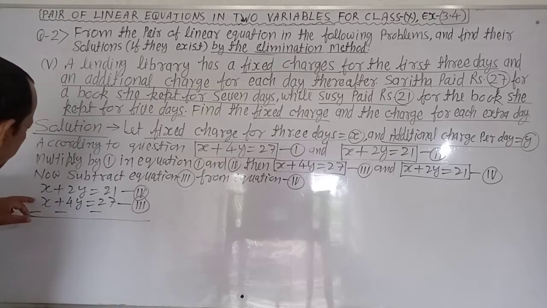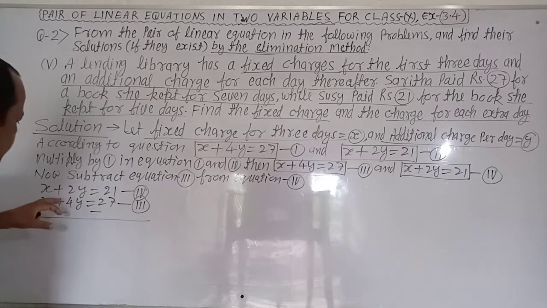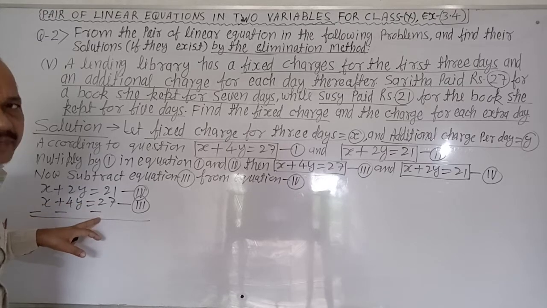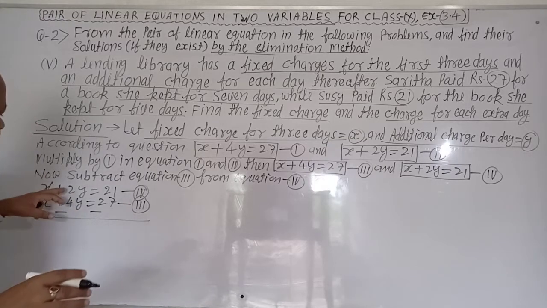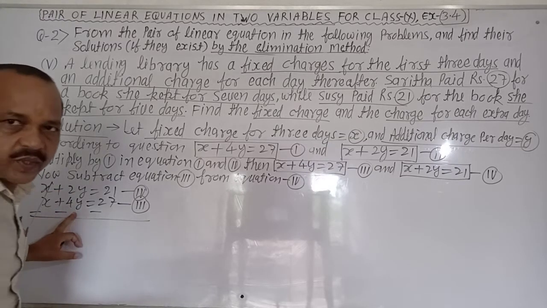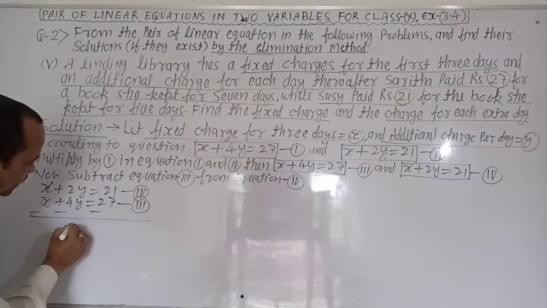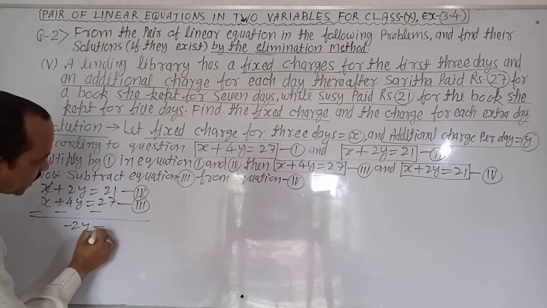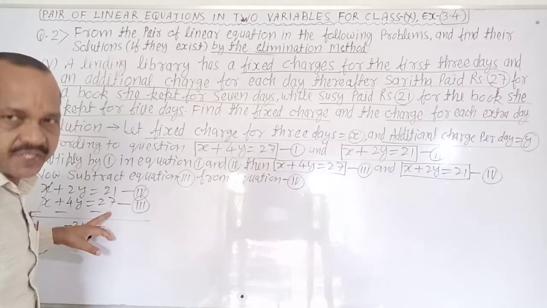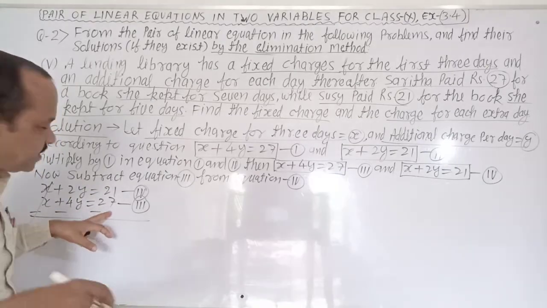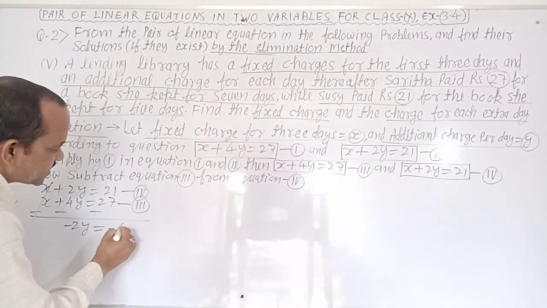Clear? Here plus sign, so you write minus. Here plus, so you write minus. Here plus, so you write minus. Clear? You can cut it. Plus x minus x, cut it. Here plus 2y, here minus 4y. You subtract it, you find minus 2y equal to, here plus 21, here minus 27. You subtract it, it becomes minus 6.